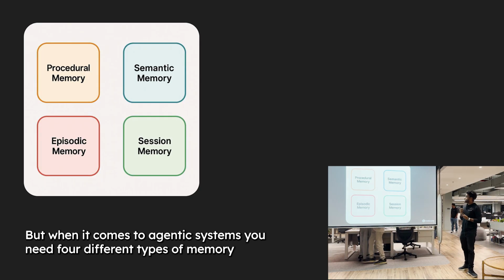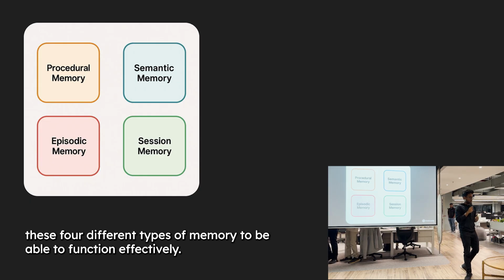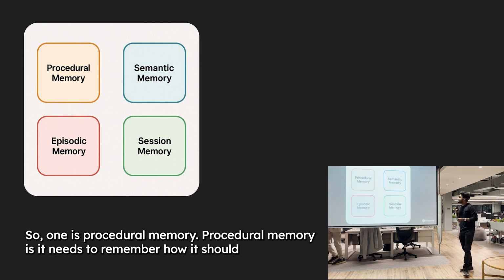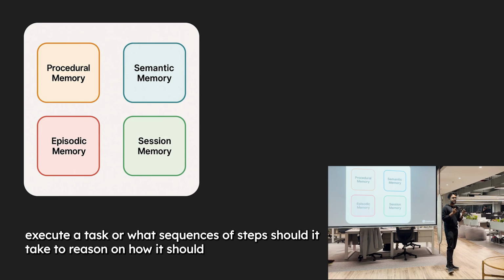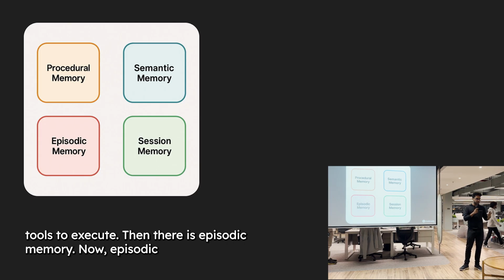But when it comes to agentic systems, you need 4 different types of memory, or your LLM agent should be able to, at any given point in time, retrieve these 4 different types of memory to be able to function effectively. So, one is procedural memory. Now, procedural memory is it needs to remember how it should execute a task, or what sequences of steps it should take to reason on how it should break down a task, so that then it can go ahead and call the necessary tools to execute.